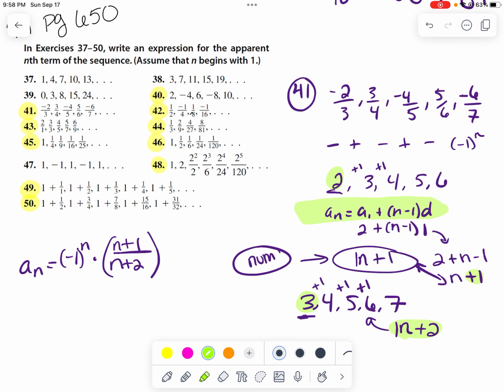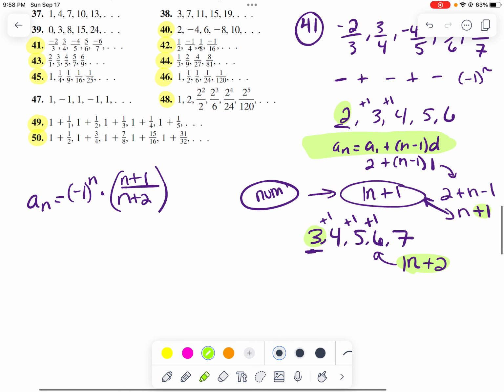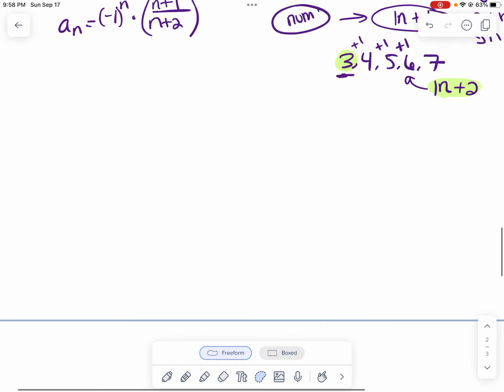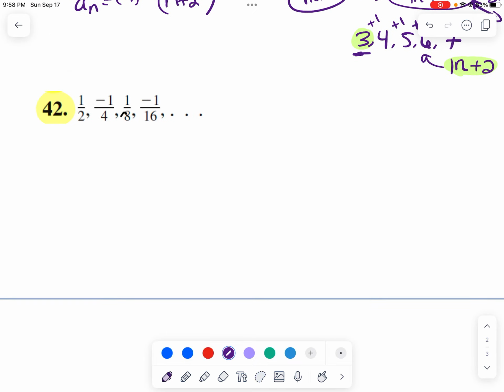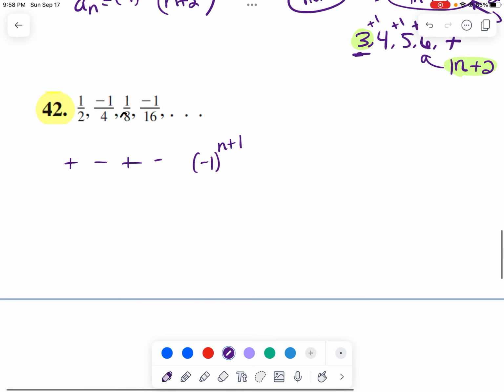So let's look at maybe 42 then. Let's see if I can. Oop. All right. So there's 42. So again, across the top, I see positive, negative, positive, negative. So that's -1 to the n plus 1 this time. It doesn't have to be plus 1 as long as you're adding an odd number. It could be anything, plus 3, plus 5, plus 7. It would still come out positive first.